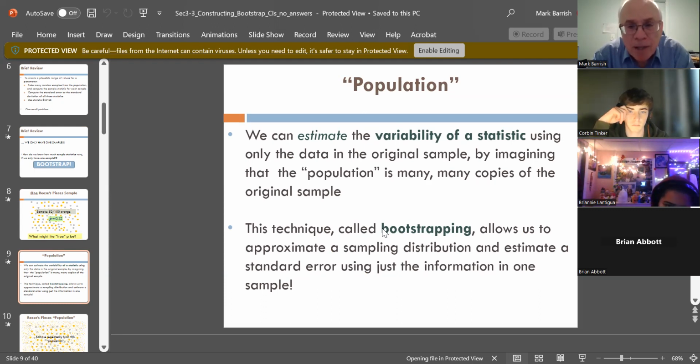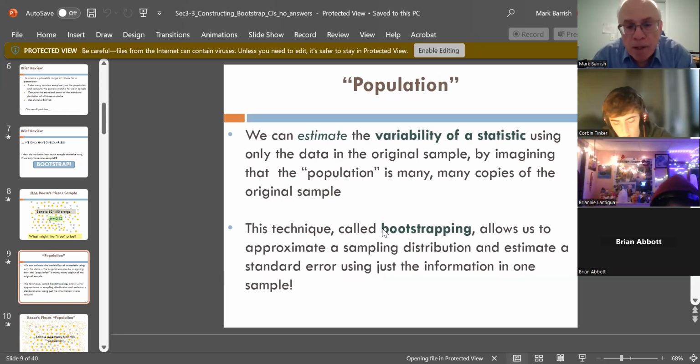Let's see what they say. It says, we do this by imagining the population is many, many copies of the original sample. Oh, all right. This sounds interesting. So suppose we take our sample of 100 Reese's Pieces and we just multiply it. We just create many samples from the sample. And then you might say, wait a minute, aren't we just duplicating the sample? Aren't we just creating 100 of the same sample? And the answer is, well, maybe not. Maybe we're going to be doing something to each of these duplicated samples.